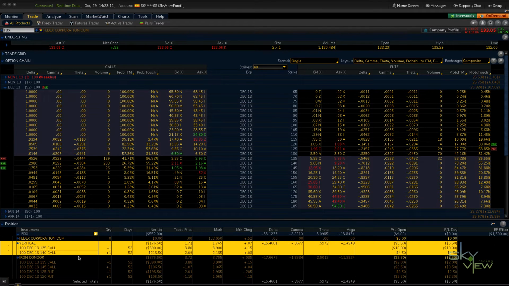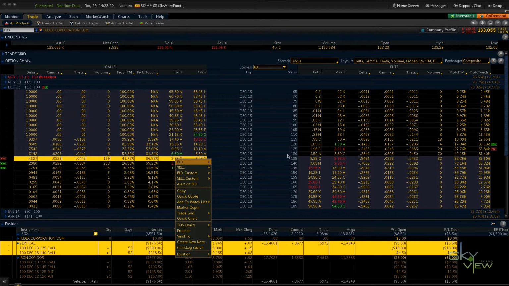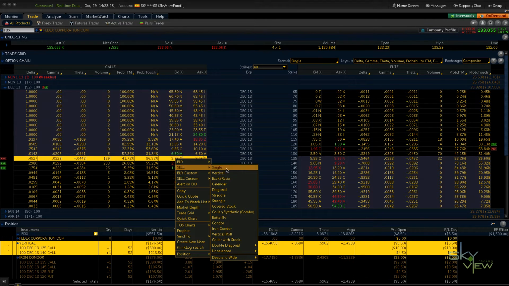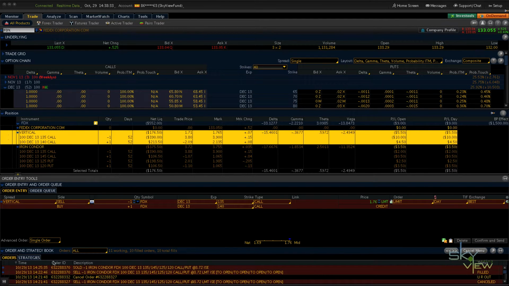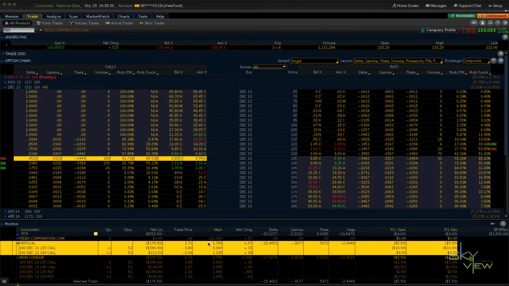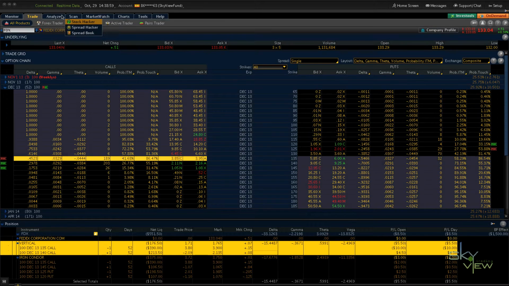First, I entered a 135 by 140 call spread in December. So if you were going to enter this order, that means I sold the 135 call and bought the 140 as protection to define my risk. So you can just right click, sell, vertical, and here's the order entry right here. On that trade alone, I entered at $1.71. It's a $5 wide spread. So my max risk on this trade is about $330.